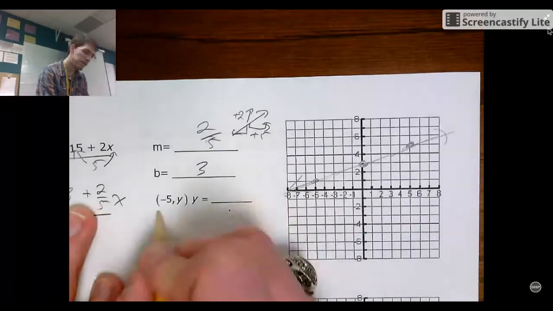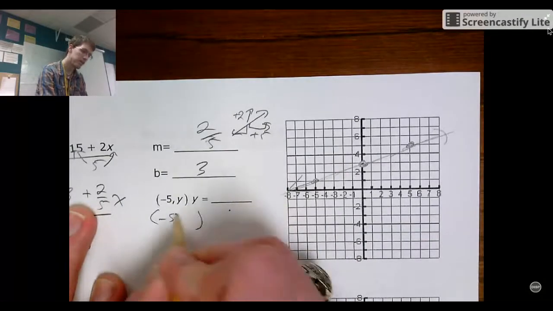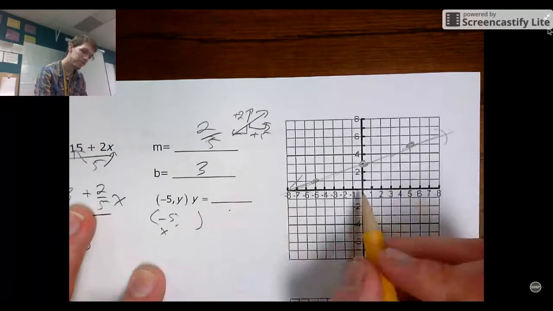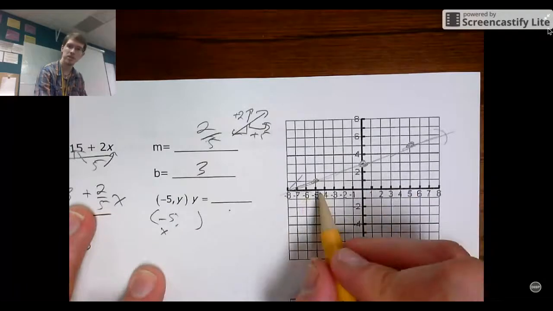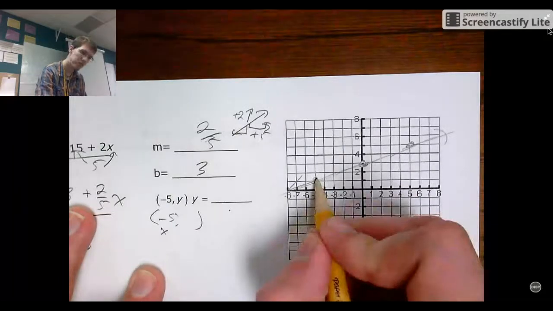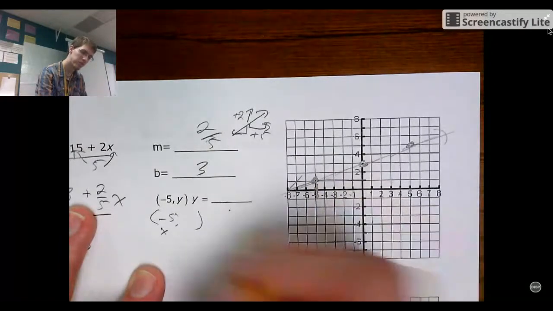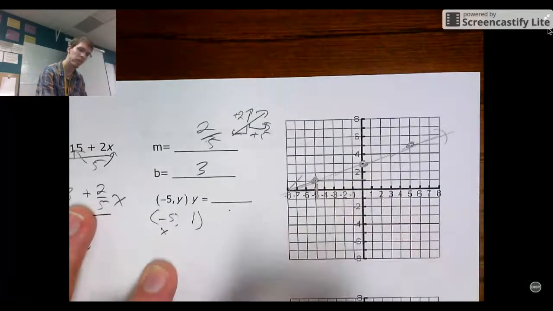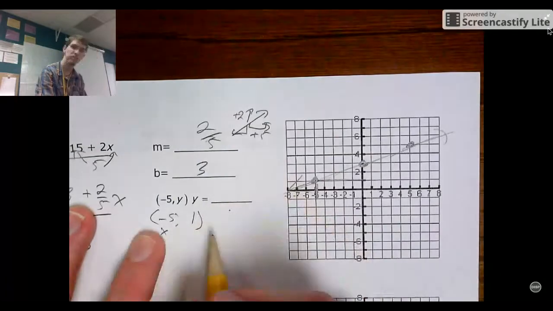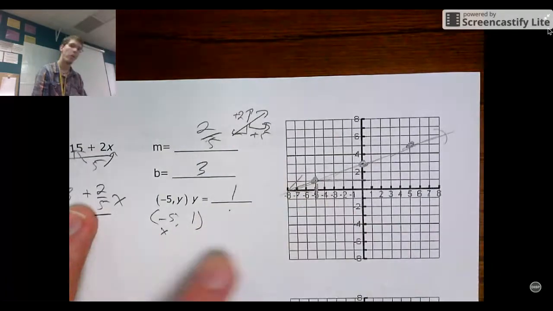Now, the point we're being asked for here is -5, something. So x is -5. Well, that's this axis. So if x is -5, we have a point right here at x equals -5, and it is at y equals 1. So (-5, 1) is on our graph. So when x is -5, y is 1.